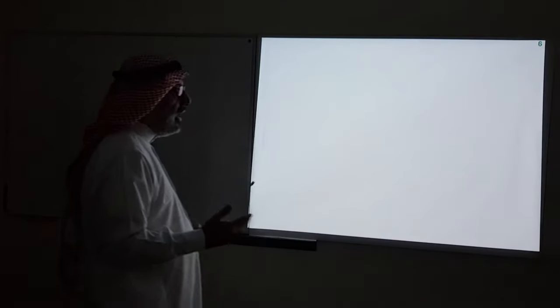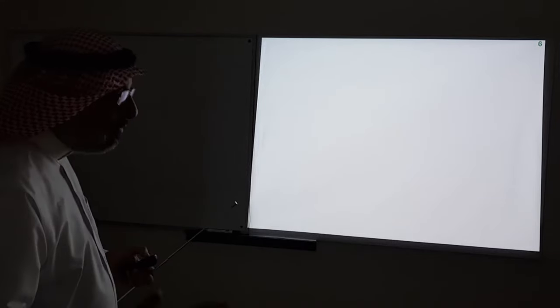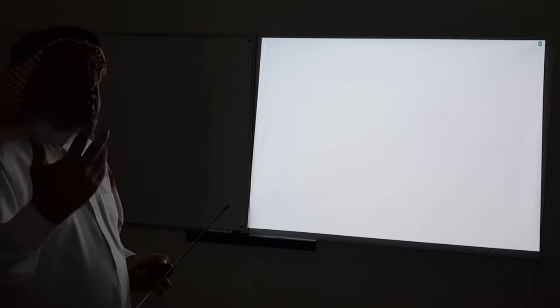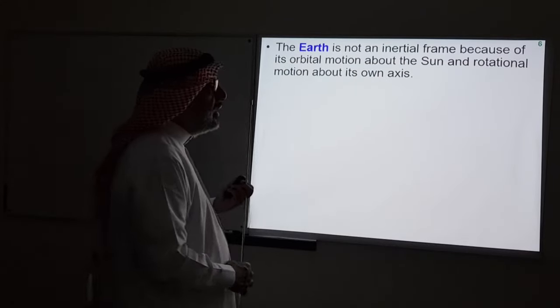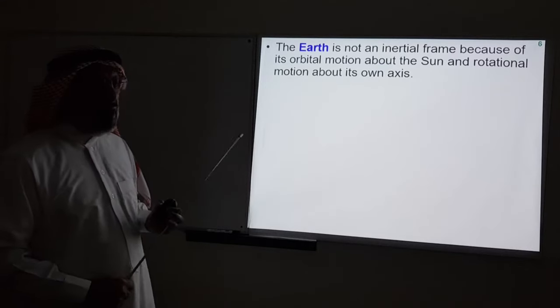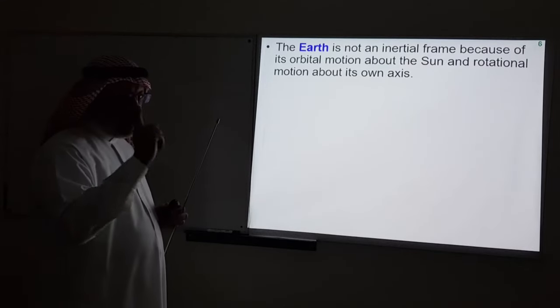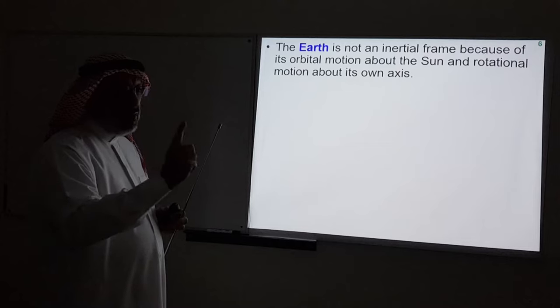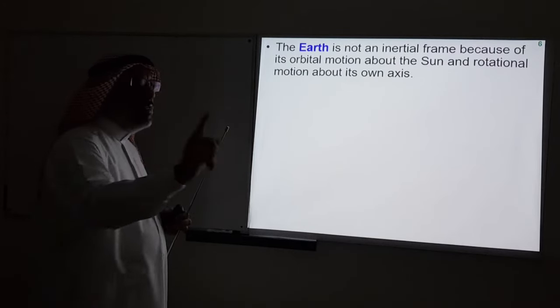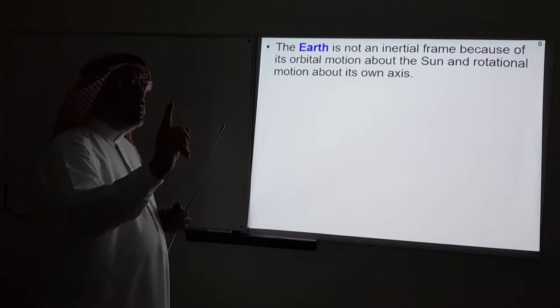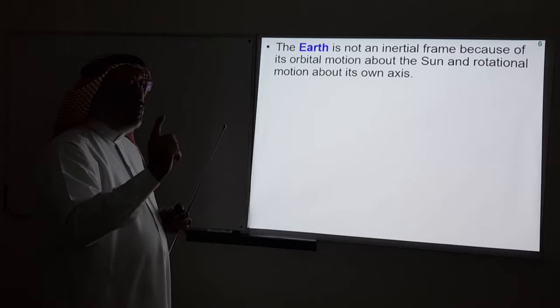We usually take the Earth, the ground, as an inertial frame. It is at rest. So the question now is, is that the case? Is the Earth that we live on an inertial frame? Well, literally speaking, the answer is no, because the Earth has two rotations. One is the rotation around itself that makes day and night, and the other one is the rotation around the sun once a year that makes the four seasons.